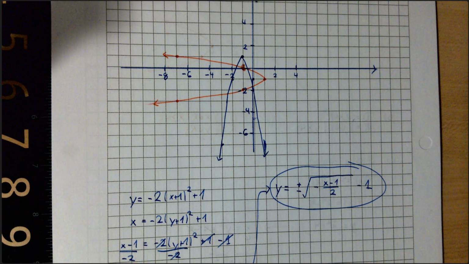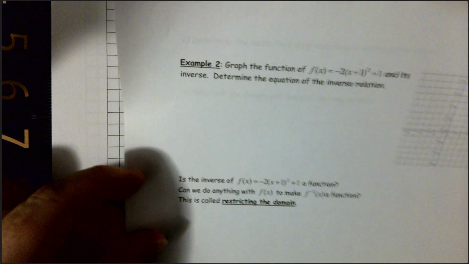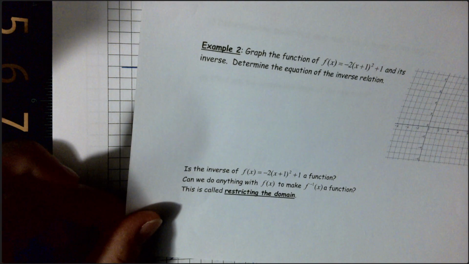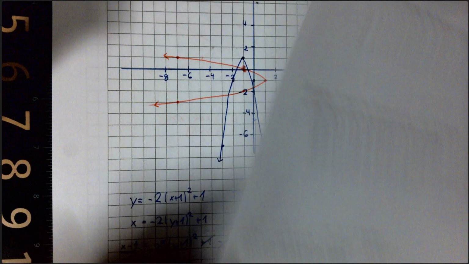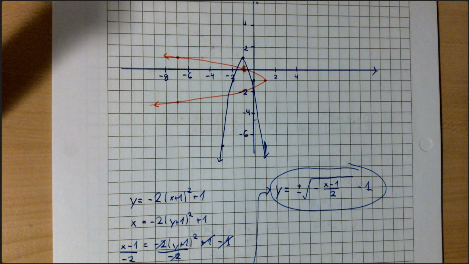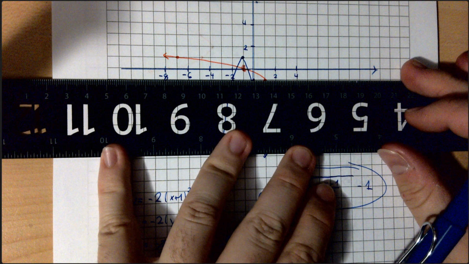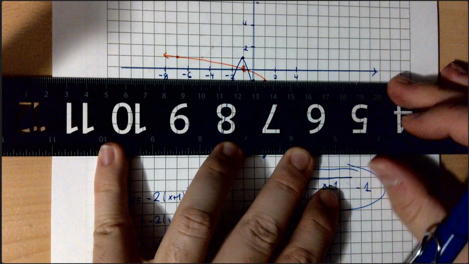And the final thing that the question asks us is down here. We already did the first part up here, but down here, is the inverse a function? Can we do anything with f of x to make the inverse of f of x a function? So the answer is yes, we can, right? We can restrict our domain or our range in order to just have the half of our now inverse parabola that would pass the vertical line test.